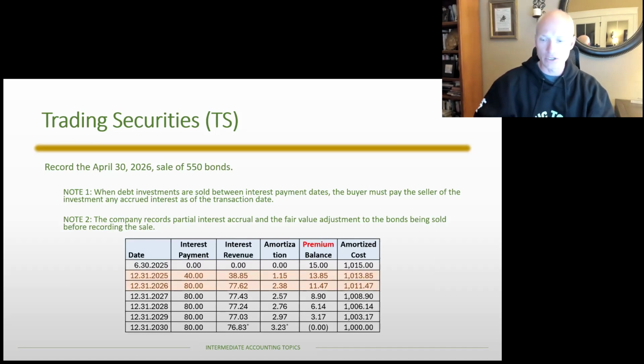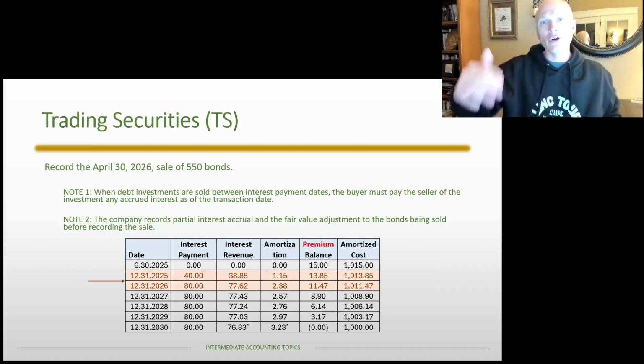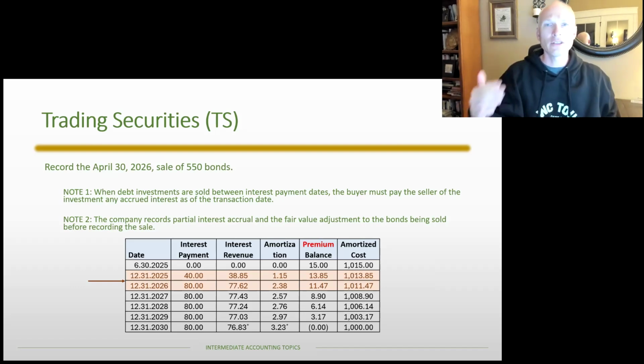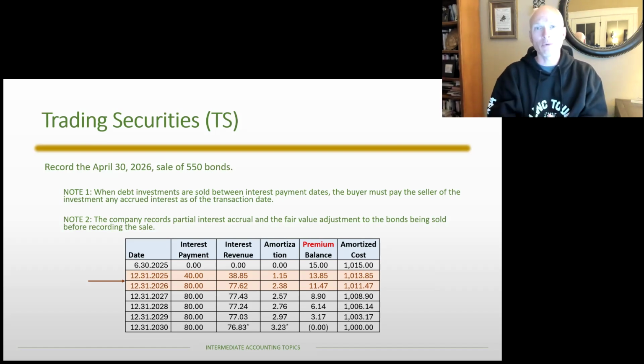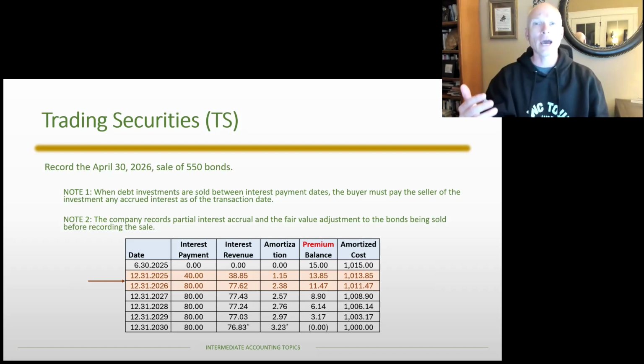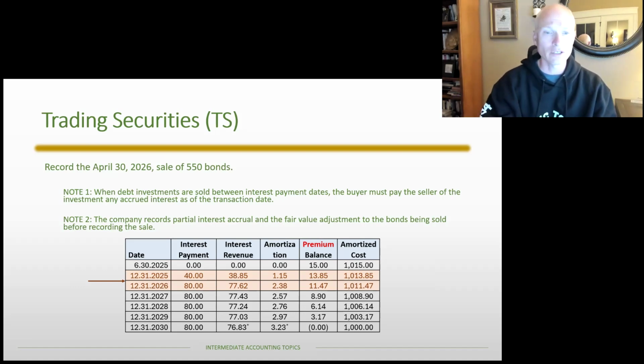So here is where we are in terms of the amortization table. So this sale takes place in between the December 31st, 2025 journal entry and the December 31st, 2026 journal entry. So that process of accruing interest and that process of amortizing the premium is occurring in between these two dates. But again, we wouldn't normally record anything until December 31st, 2026. Of course, now this transaction on April 30th creates the need to update our information and make sure we're correctly capturing the amortization relative to any gain or loss we might have had on the sale itself.